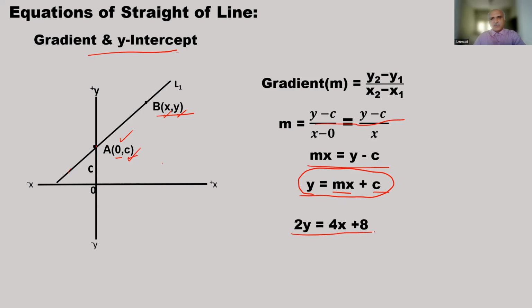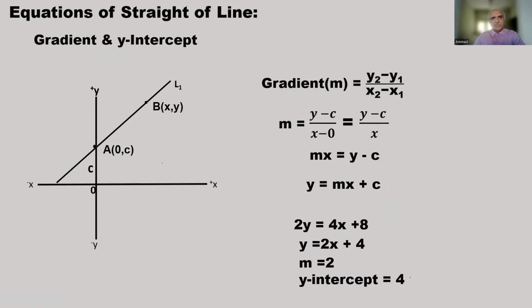If this type of equation is given, then care should be taken. Here you can see the coefficient of y is 1, so it should be 1. So we divide both sides by 2, we get this equation, and then when we compare this one with this equation, we get slope 2 and y-intercept 4.